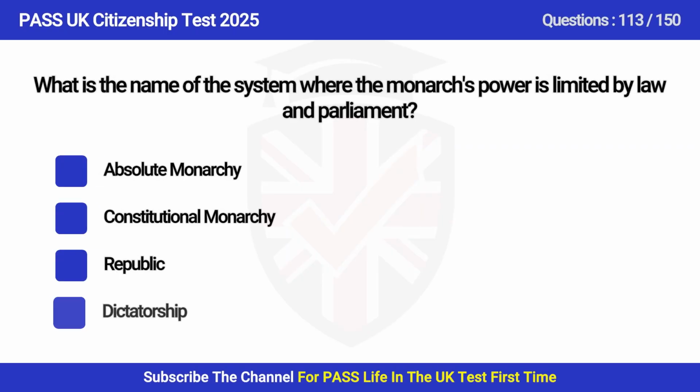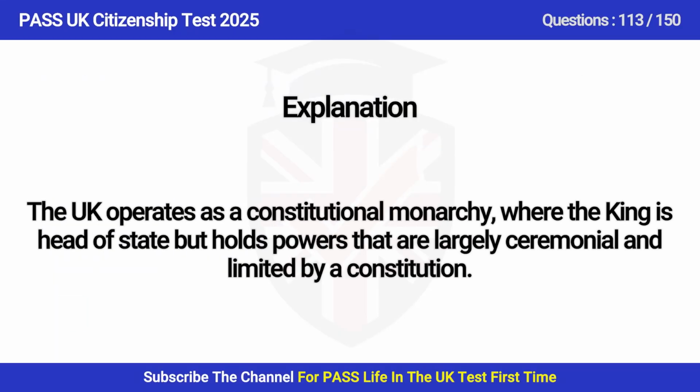Question 113. What is the name of the system where the monarch's power is limited by law and parliament? A. Absolute monarchy, B. Constitutional monarchy, C. Republic, D. Dictatorship. Answer is B. Constitutional monarchy. The UK operates as a constitutional monarchy, where the king is head of state, but holds powers that are largely ceremonial and limited by a constitution.